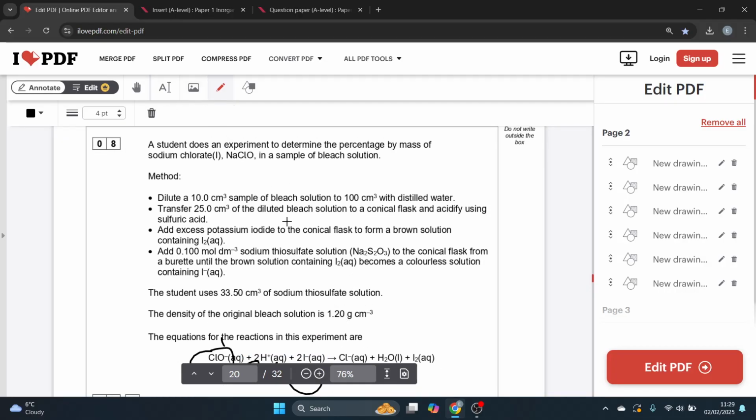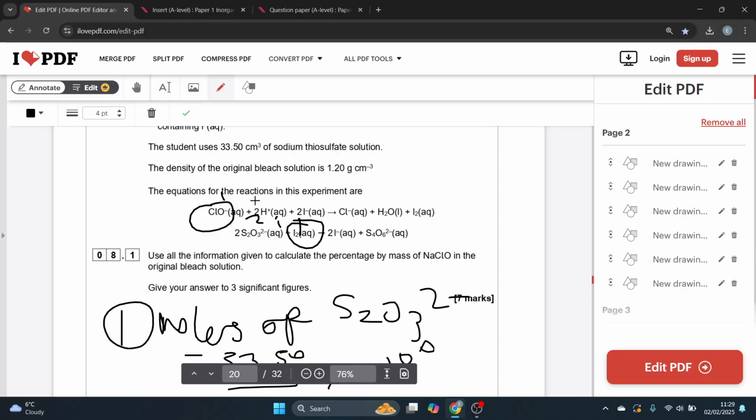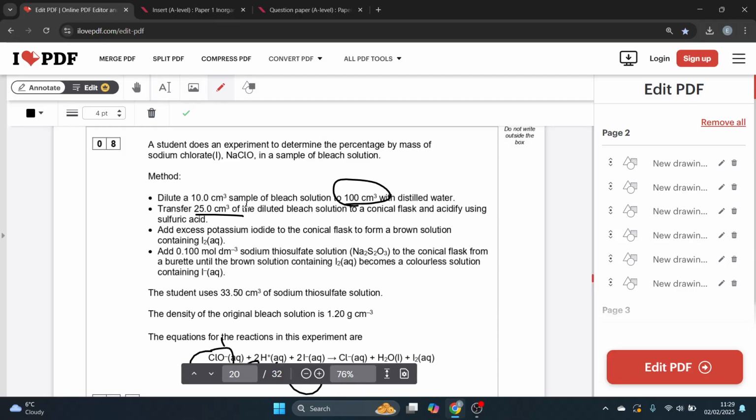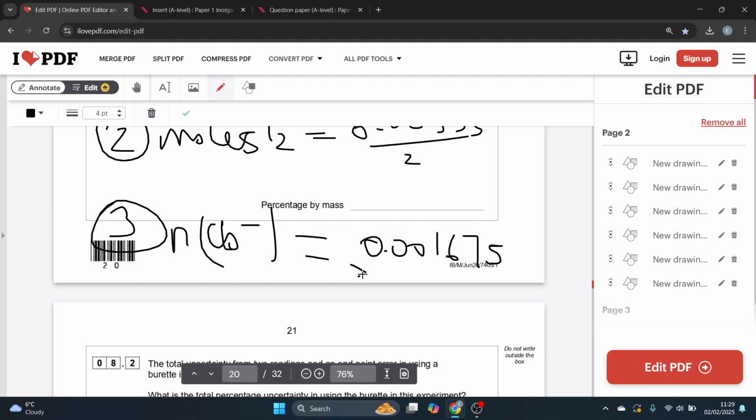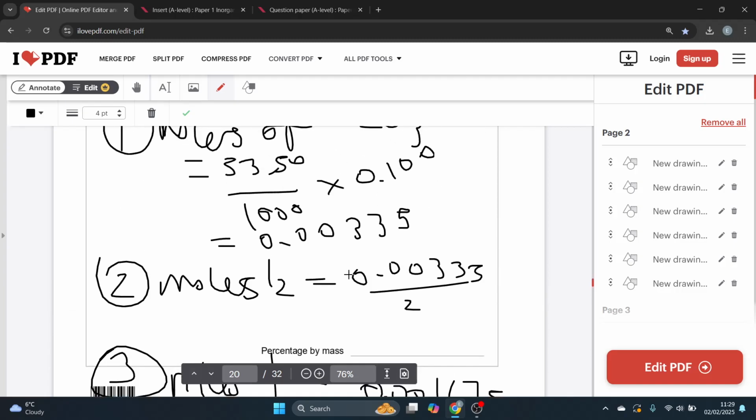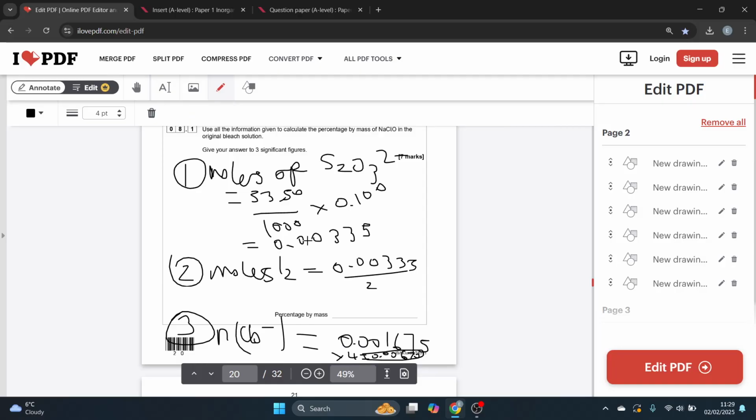And 9 times out of 10, they always have this trick. Transfer 25 centimeters cubed dilute bleach solution to conical flask. And then the first thing it says, dilute 10 centimeters cubed to 100 centimeters cubed with distilled water. So that's the number of moles in the 25 centimeters cubed pipette. I want the number of moles overall in the 100 centimeters cubed flask. So therefore I need to times it by 4. That's the tricky part. But they always like to include that part. So hopefully if you practice enough of these, you should spot it by now.